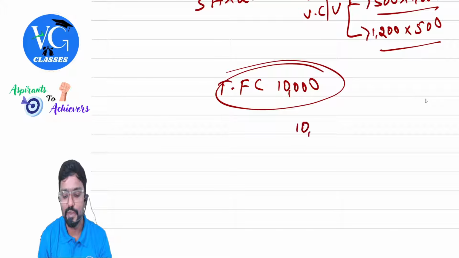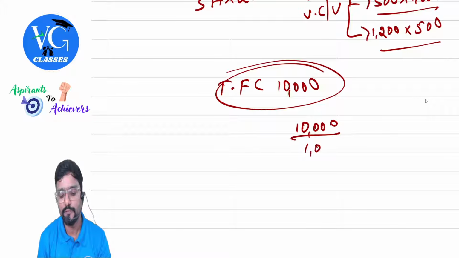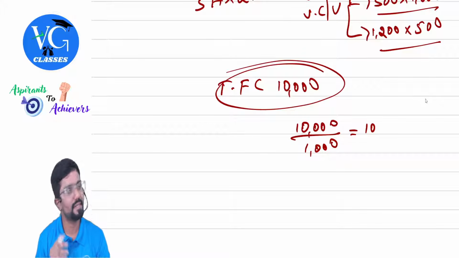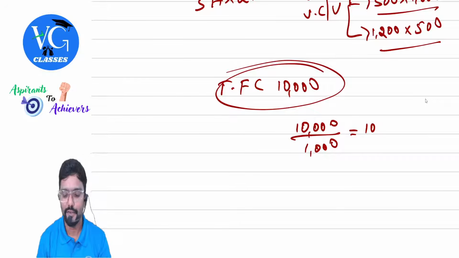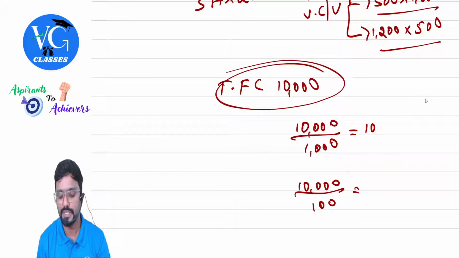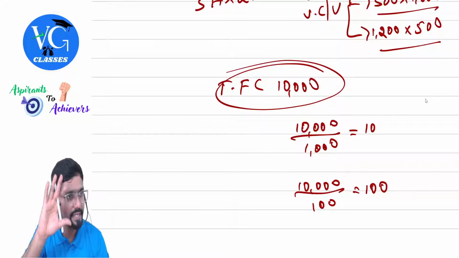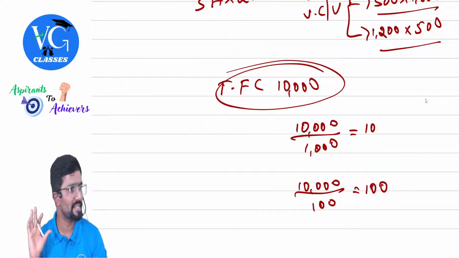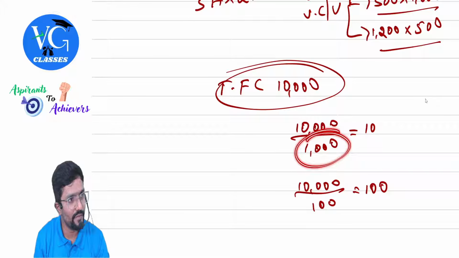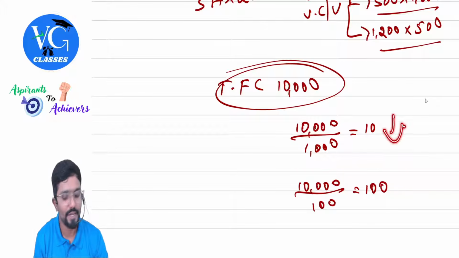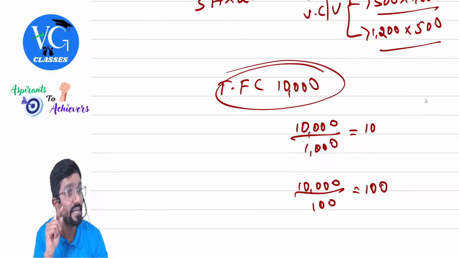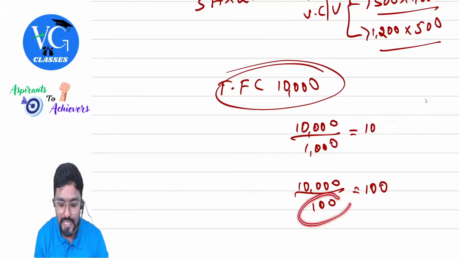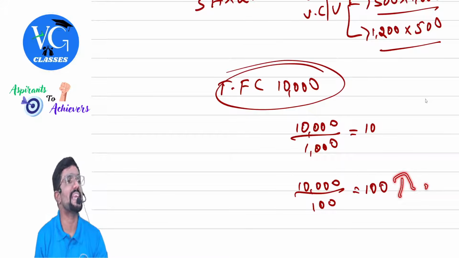Now assume, guys, I have produced only 1,000 units. What is my fixed cost per unit? 10. Correct? Now if I produce only 100 units, how much would it be? 100. Got it. Now you listen, guys. Only the base I have changed. Total fixed cost, the numerator, will remain the same. If I produce more units, fixed cost per unit will decrease. Why? The denominator will increase. Sir, what if I produce fewer units? Fixed cost per unit will increase.